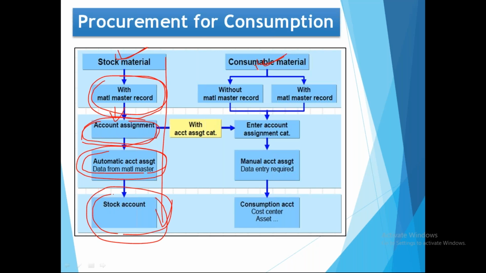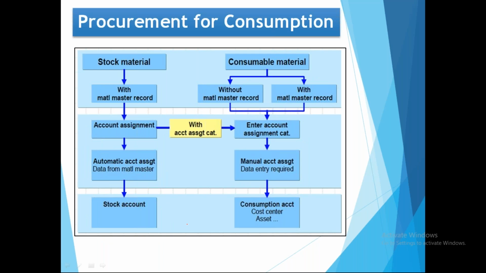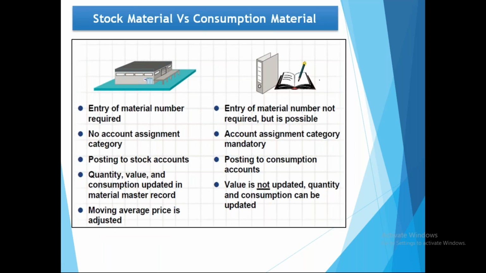Now coming to the consumable materials, you can create consumable materials either without a material master record or with a material master record. Here, as there is no valuation class, you need to enter the account assignment category. Once you enter the required account assignment category, the system will ask you to enter the account assignment data. Now all your postings will be done to that particular consumption account like cost center or asset. That is the difference. Okay, so this is the one.